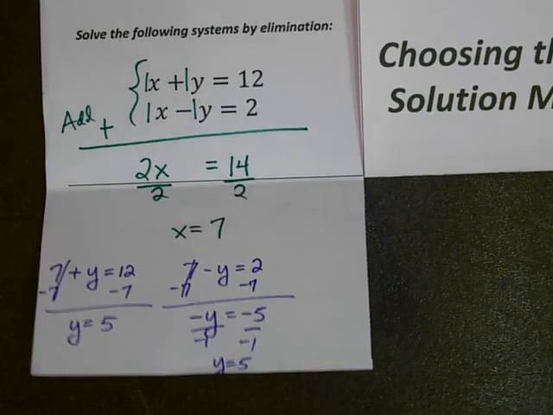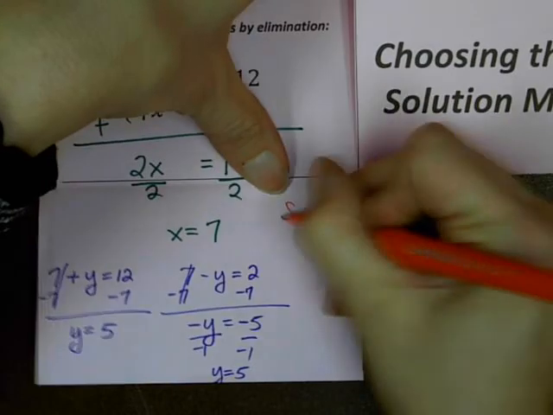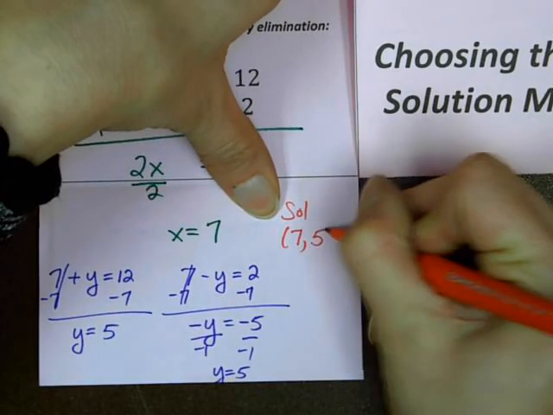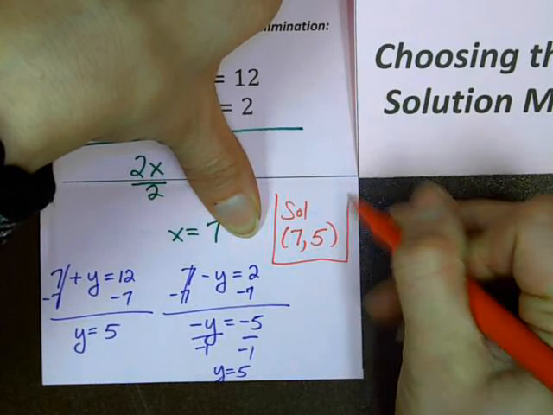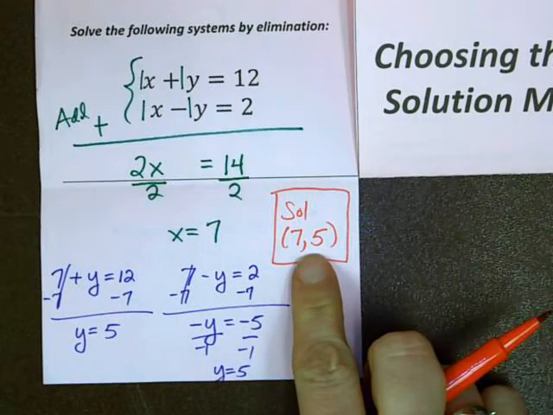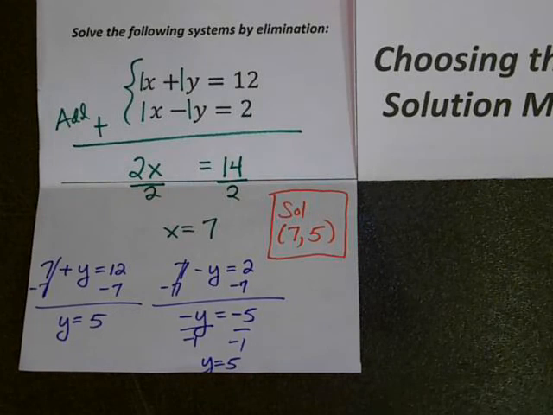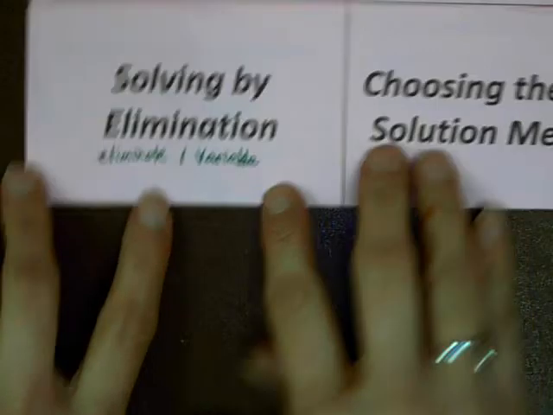Okay, don't forget to state your solution. So the solution is the point. X is 7 and y is 5. 7 comma 5. Hey, have you been writing parentheses? Because they go together. They have to be a point. They're a team. They have to have parentheses. All right, that is a recap of the elimination method.